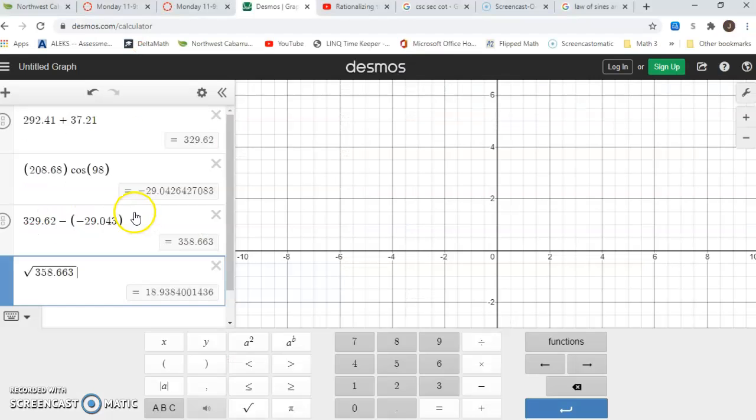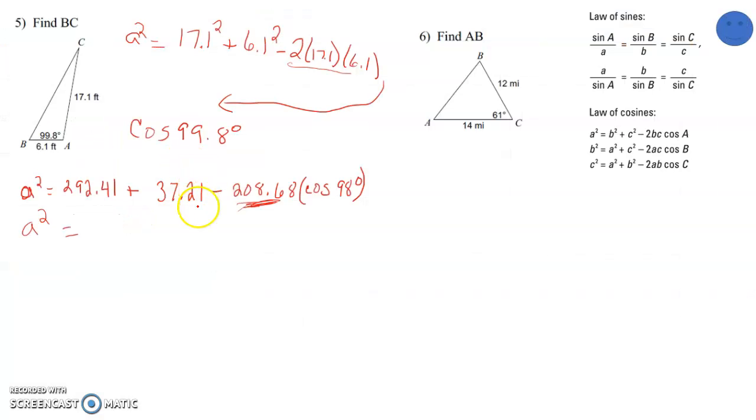Let's come back and get them. So when I add those two together, I get 329.62. So that's 329.62 minus, all right, let's come and do these right here.